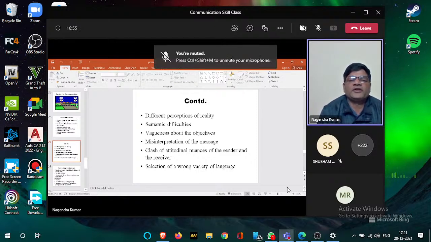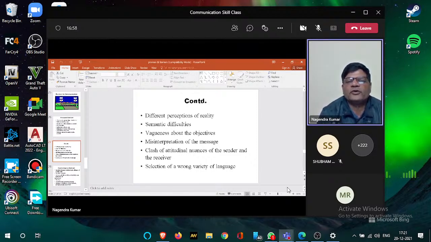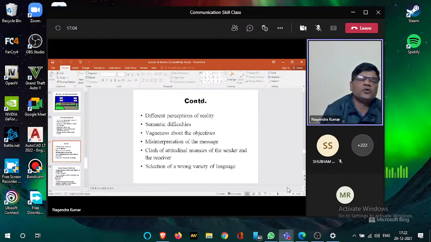Then again, misinterpretation of the message is also a kind of barrier. So I'm sending a message which you are not able to properly interpret, or you interpret it differently, then also this kind of problem will be there. Then clash of attitudinal nuances. Two individuals differ from each other, so they may have different attitudes towards things, and as a result also there will be little convergence or little agreement.